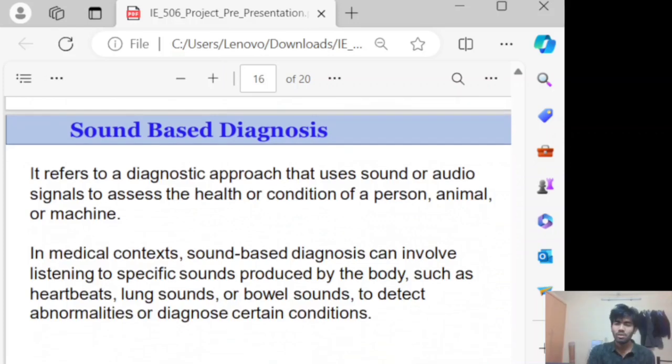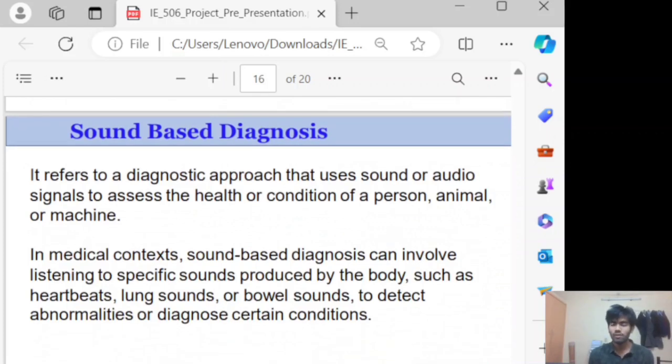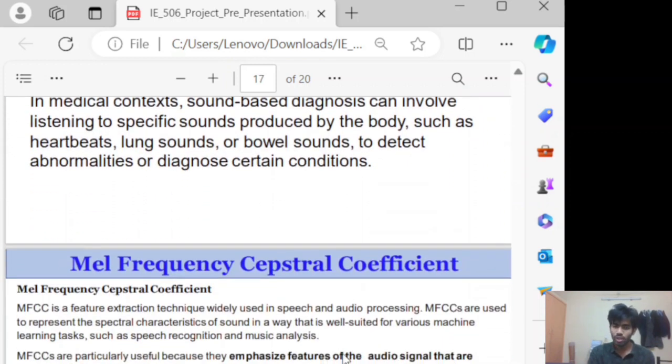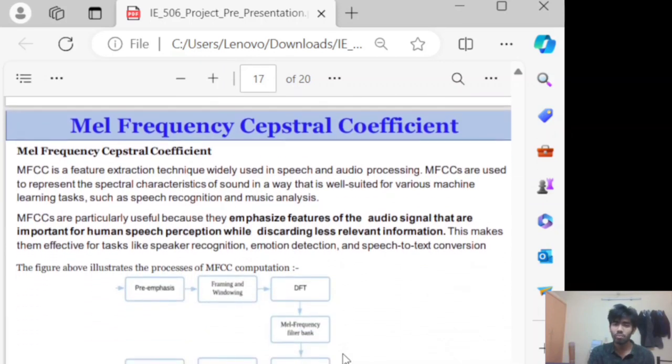So in our paper, cough and breath sounds are used in order to diagnose COVID-19. This process is called sound-based diagnosis. In a medical context, sound-based diagnosis involves listening to specific sounds produced by the body in order to detect abnormalities or diagnose certain conditions. In order to do that, we have to represent the spectral characteristics of sound in a way that is well suited for various machine learning tasks.